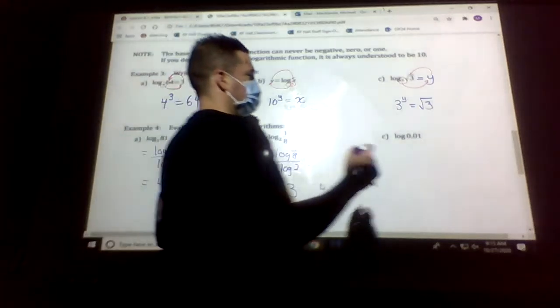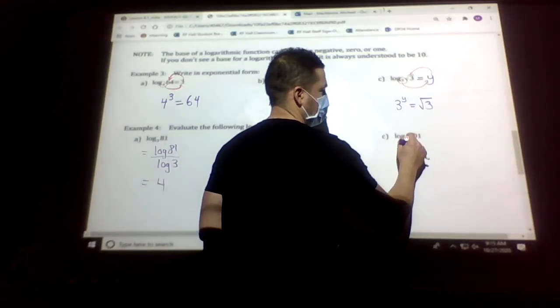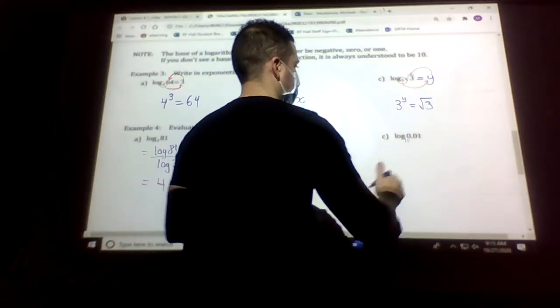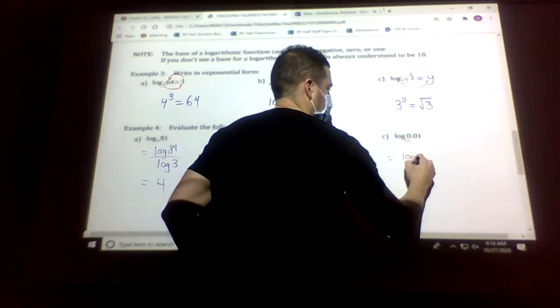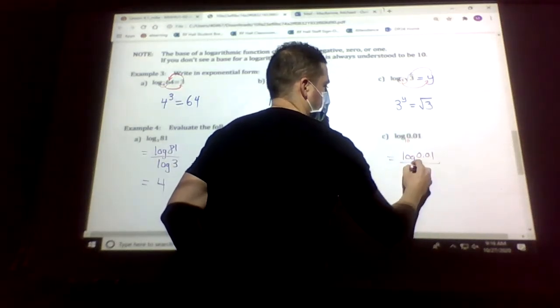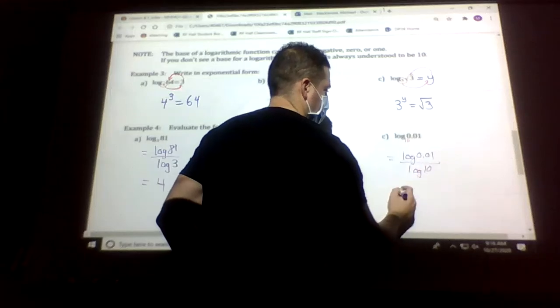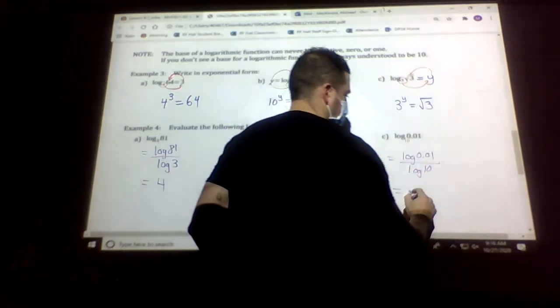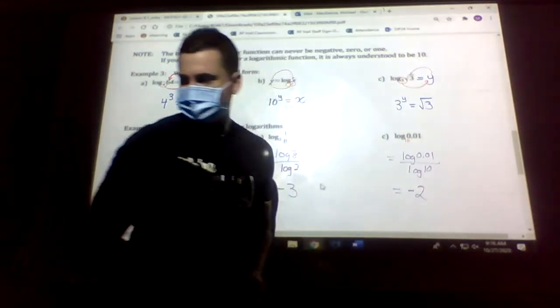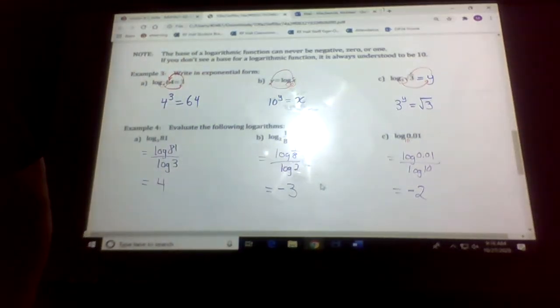And lastly, again, no base, so it's automatically a 10. So log 0.01 divided by the base, which is log 10. When you do that, you get negative 2.